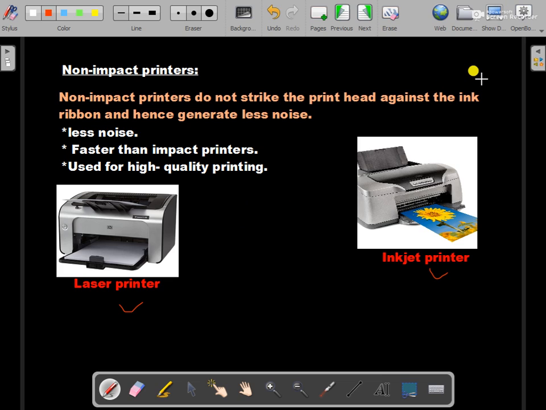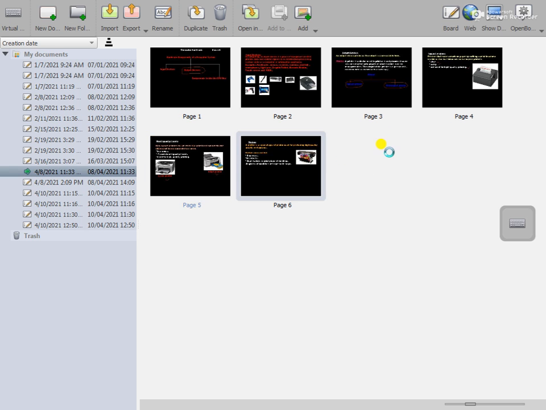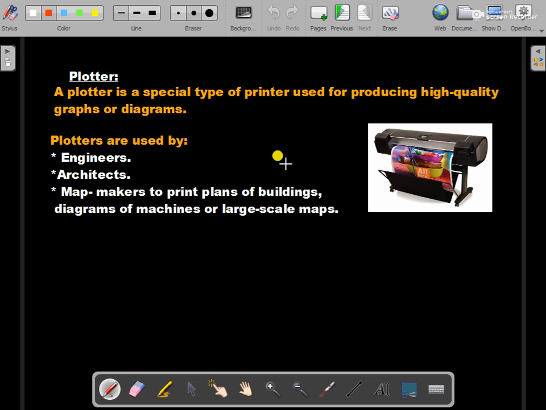Now, another printer is available. Normally we call it a plotter. A plotter is a special type of printer used for producing high quality graphs or diagrams.